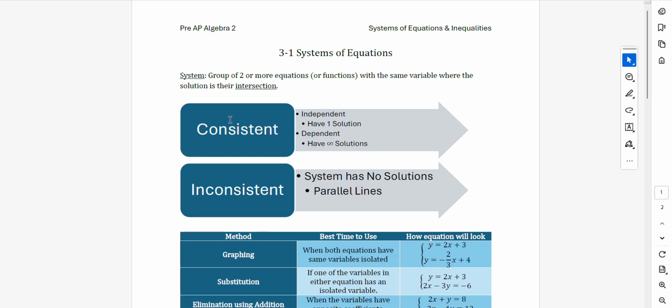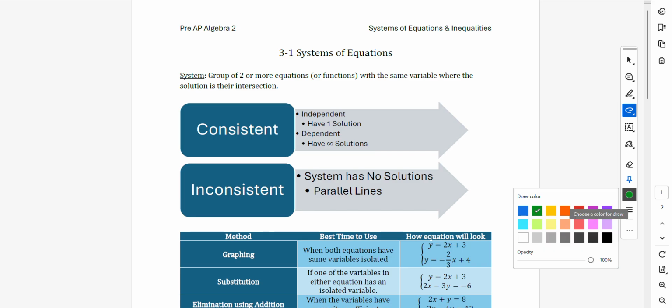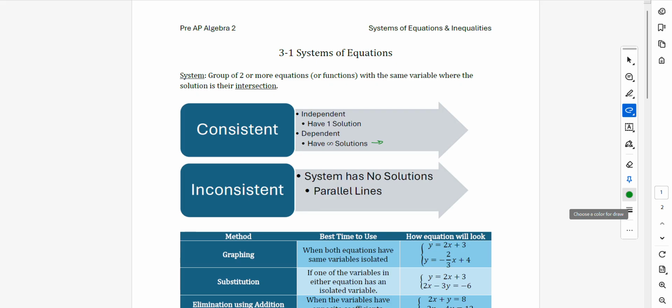As we know, we have standard form, slope-intercept form, and point-slope form. We're not going to see point-slope form as we look at these problems. We will typically see standard form or slope-intercept or a small variation. An inconsistent system has no solutions. Those are parallel lines. Okay. Have infinite solutions. Same line.